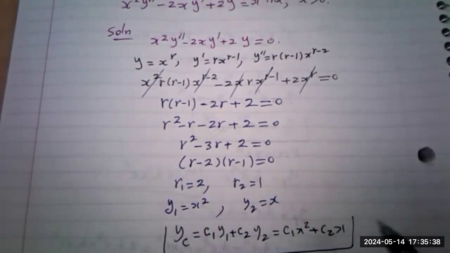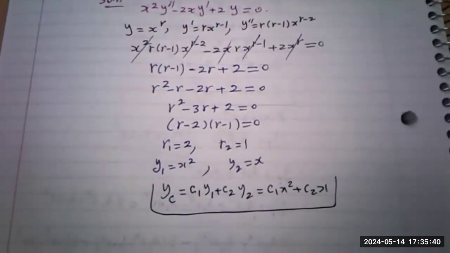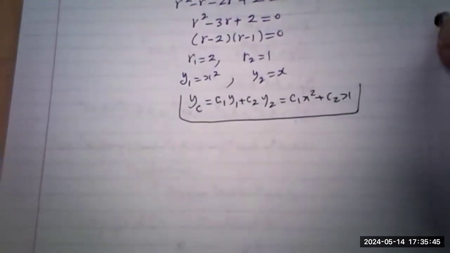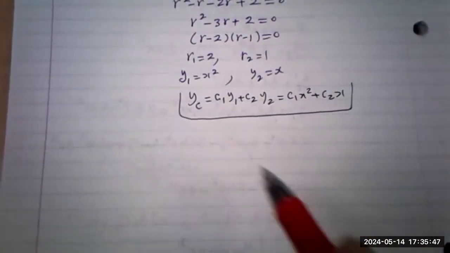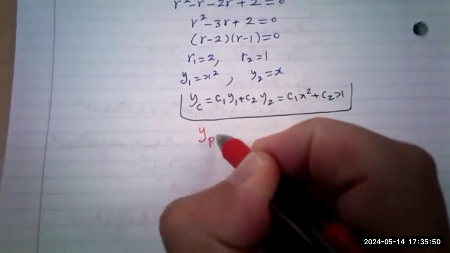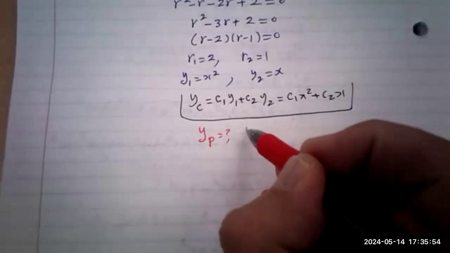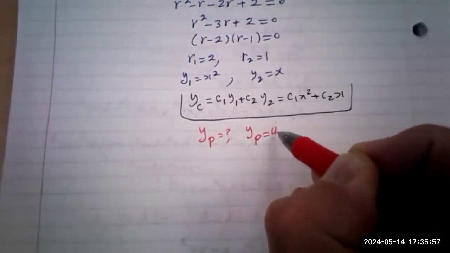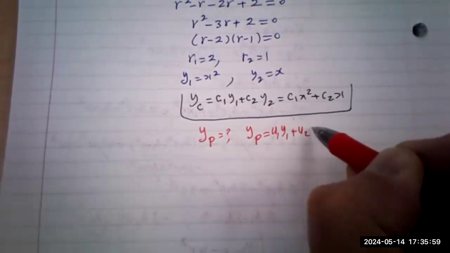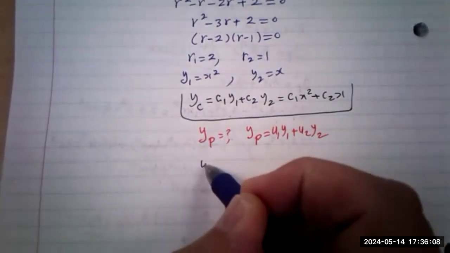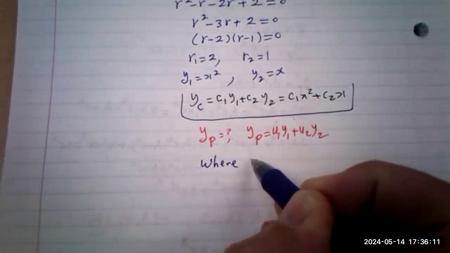Now the question is the yp. For the yp, you have to use the method of variation of parameters, all the time. So we want to find the yp. yp is going to be u1 y1 plus u2 y2, and you know the formula for the u1 and u2 as we used it before. Now the one where we may make a mistake is here.